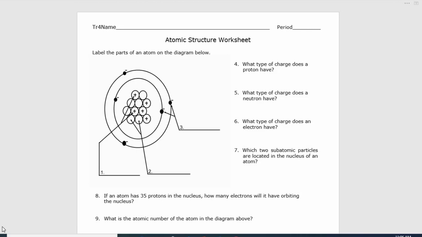Good morning, grade 7. Today we are going to solve the second homework we took this quarter. It was about atomic structure. Okay, so let's do it together.